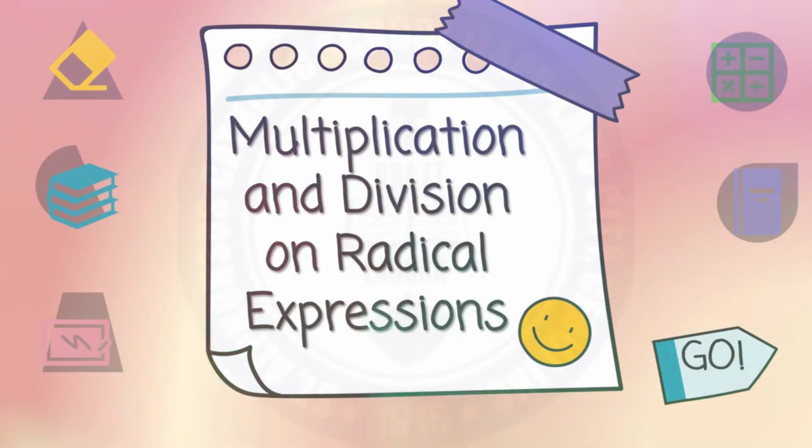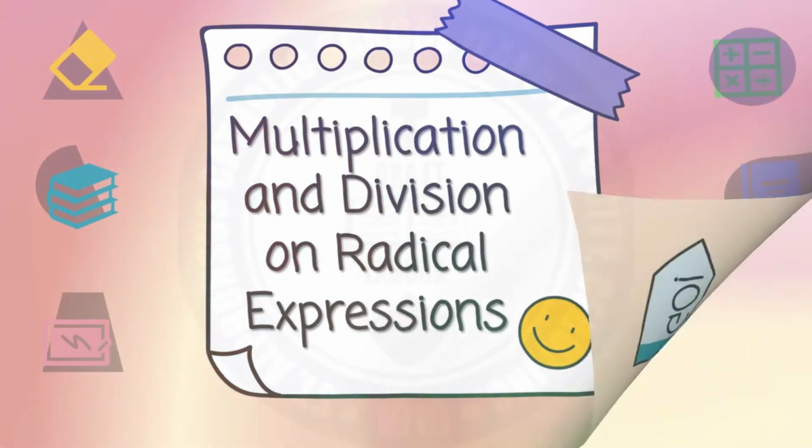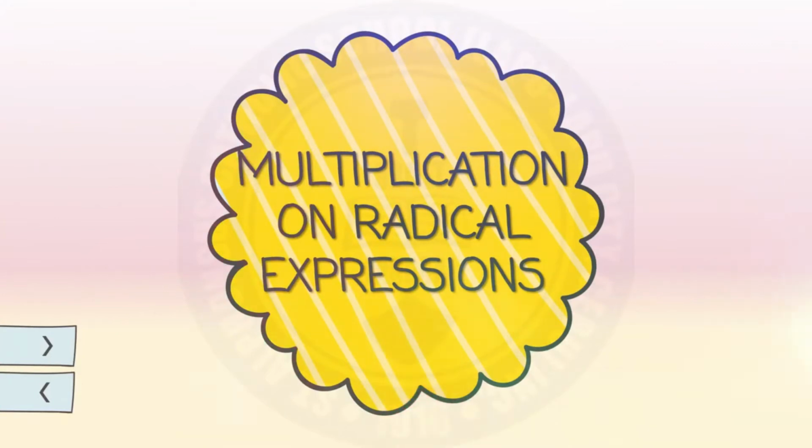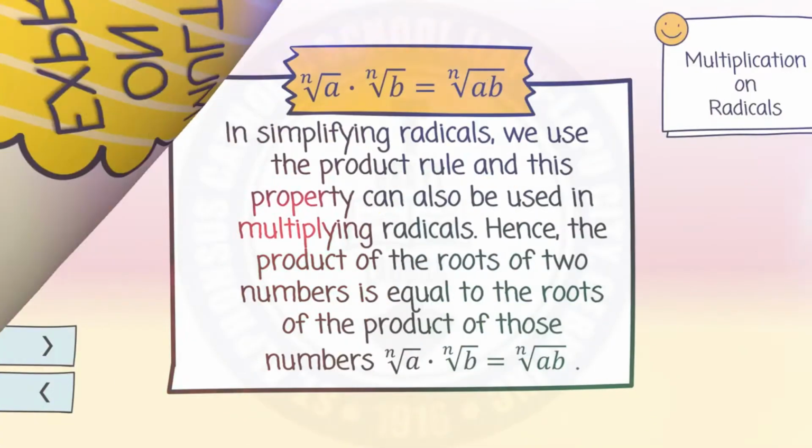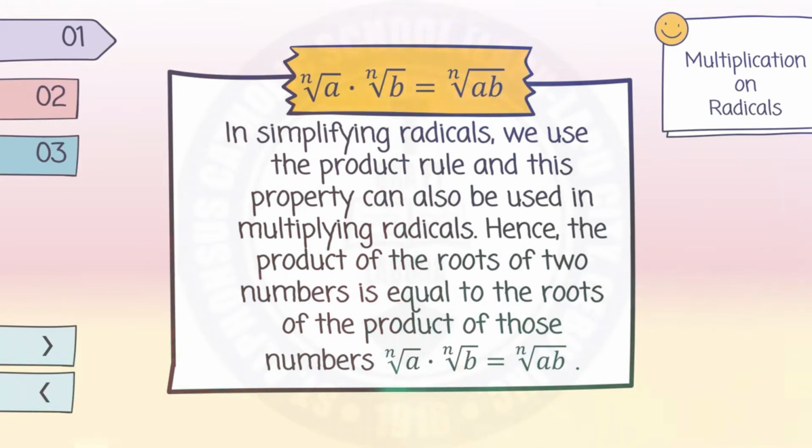Multiplication and division on radical expressions. Let's start with multiplication on radicals. In simplifying radicals, we use the product rule, and this property we can also use in multiplying radicals. Hence, the product of the roots of two numbers is equal to the root of the product of those numbers. In short, the nth root of A times the nth root of B is equal to the nth root of AB.